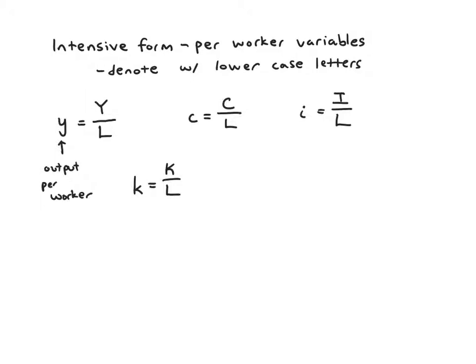You might ask, well, if we talk about capital per worker, shouldn't we also talk about labor per worker? Because those are the two factors of production. And we could do that. So what about lowercase l? The problem is, you'll notice lowercase l would be capital L over capital L, which is just 1. The amount of workers per worker is 1. So we won't actually use that variable. We'll never have a little l because it just isn't really meaningful.